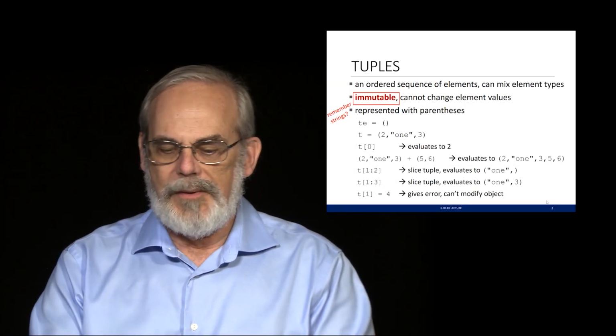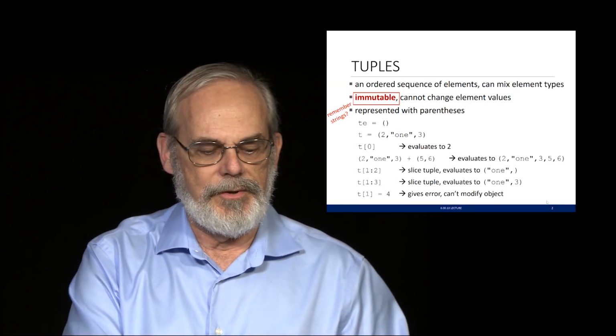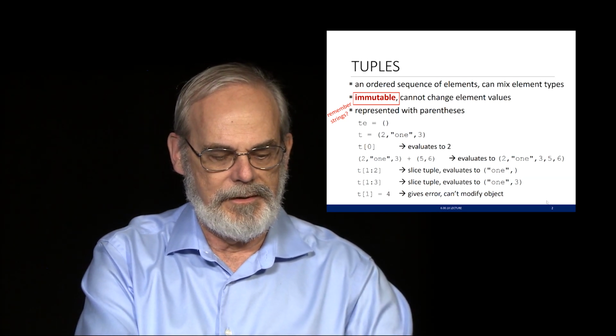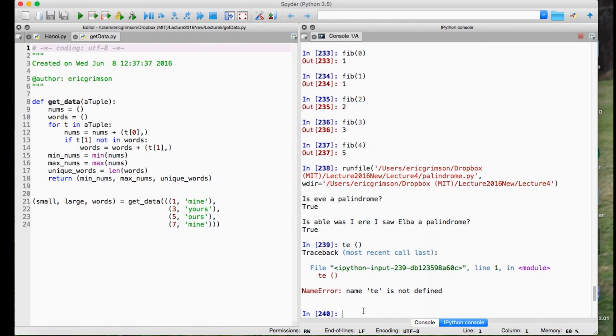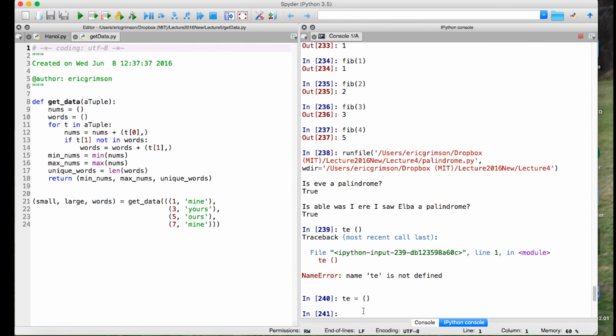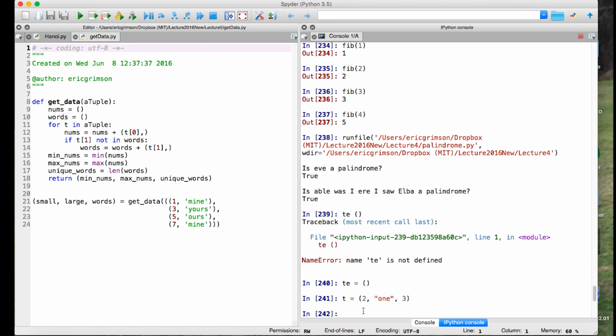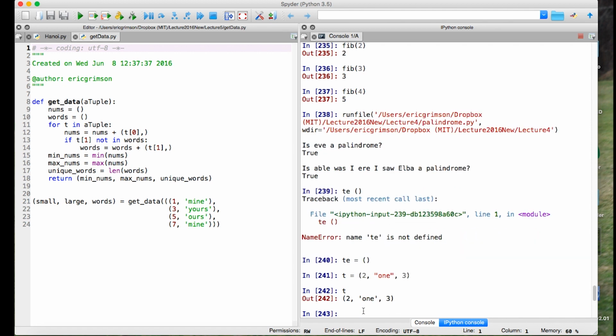How do we build tuples? Well, I've got examples here in this slide. I'm going to just show you some of these inside of a Python environment. I can create an empty tuple by simply giving it an open and closed paren. The parens designate that this is a tuple. We'll see why that's important in a second. So TE is an empty tuple. I could make another tuple by giving it a sequence of elements, the integer 2, the string 1, the integer 3, for example. I could print it out.